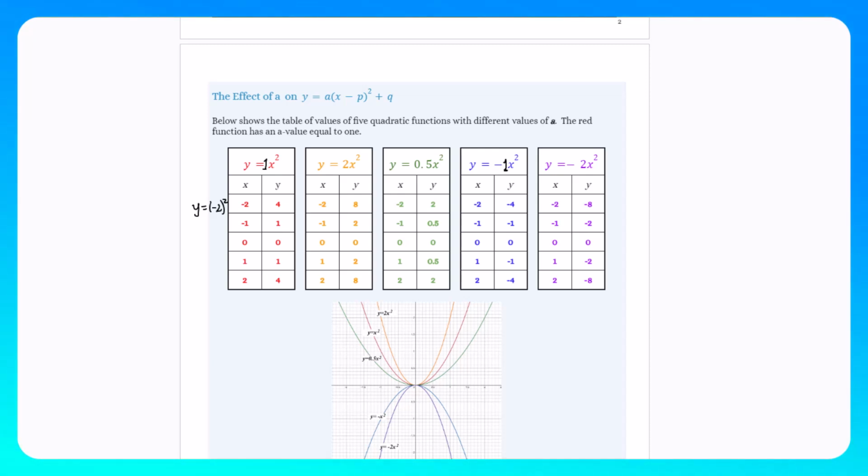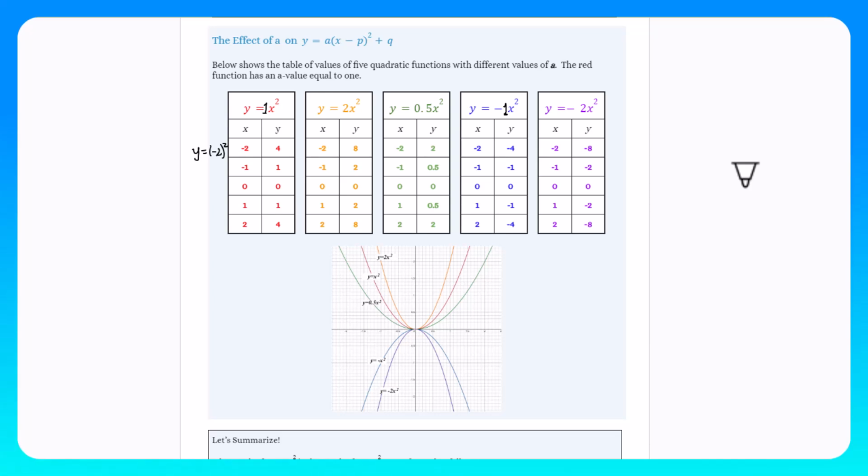And then down here, I've graphed them. And I want you to take a look and notice what a does when we have positive a values, negative a values. And look at what happens when a is above 1 and a is below 1. In other words, a above 1 is 2, a below 1 is like a half.